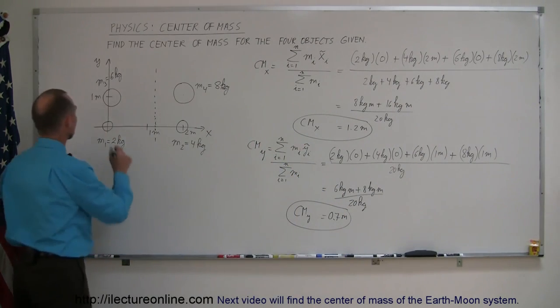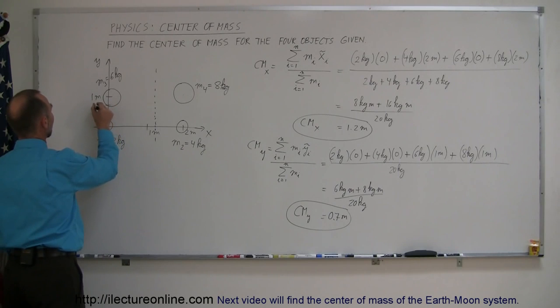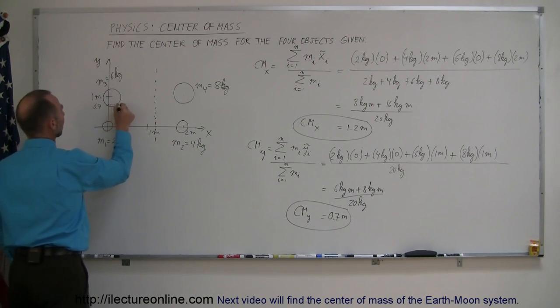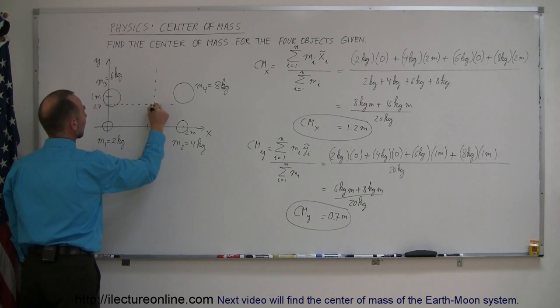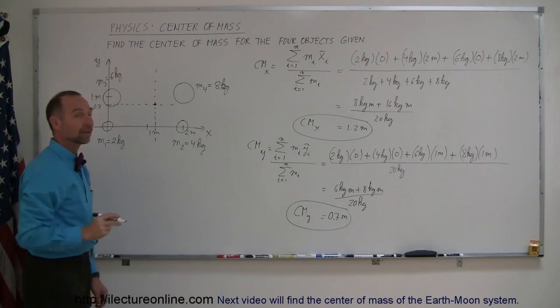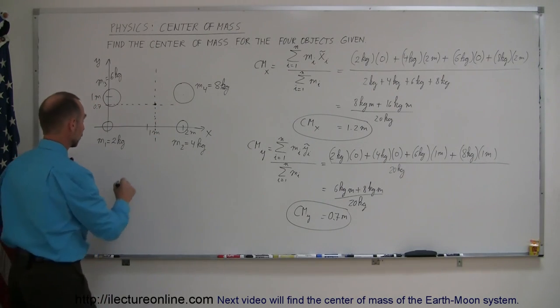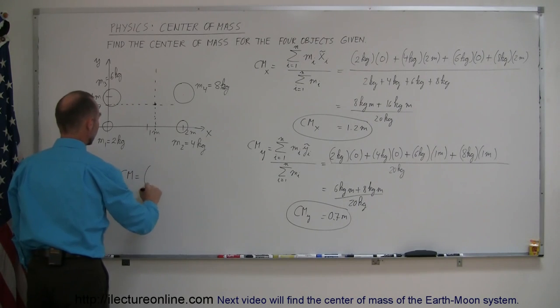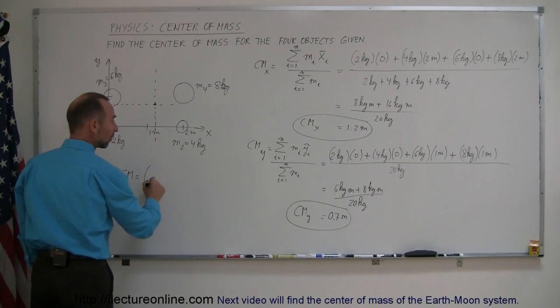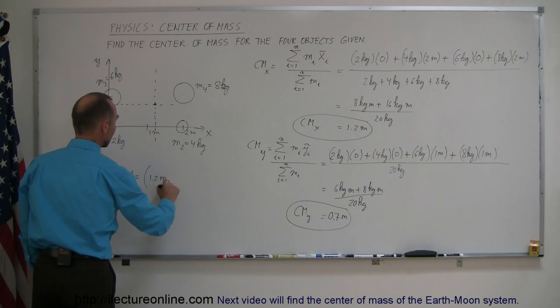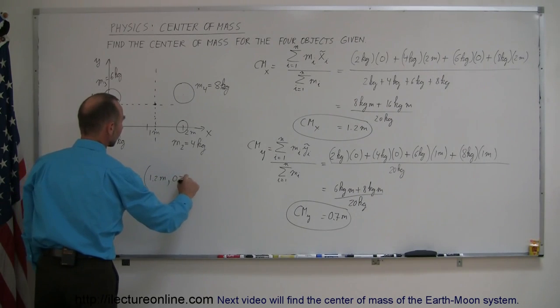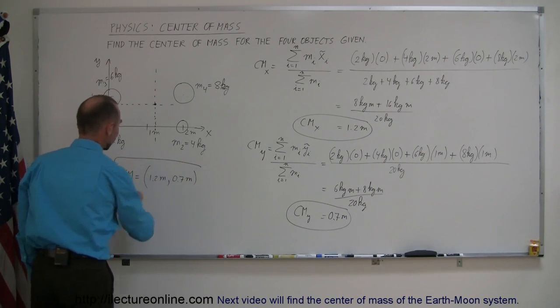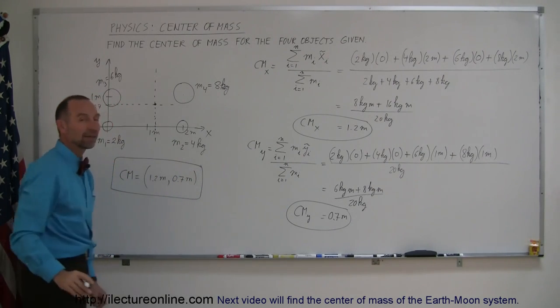If I come over here, this is 1 meter, this is about 0.7. If I draw a line across here, I can see that the center of mass of these 4 objects put together is right at that location. So the center of mass is 1.2 meters in the x direction and 0.7 meters in the y direction. And that's how we find the center of mass of a set of masses like that.